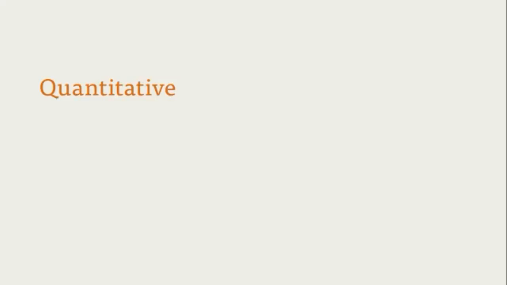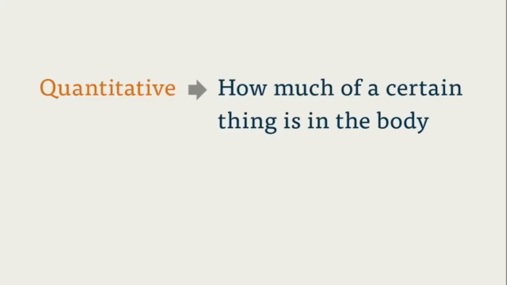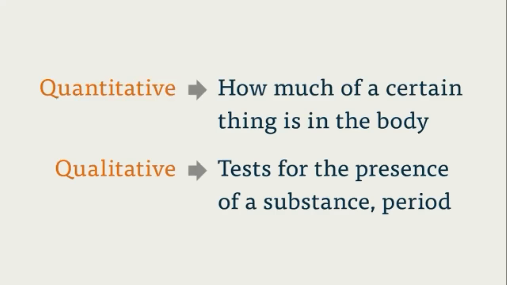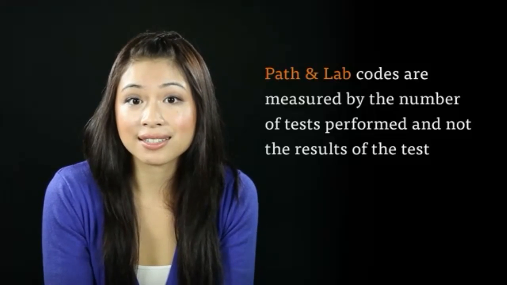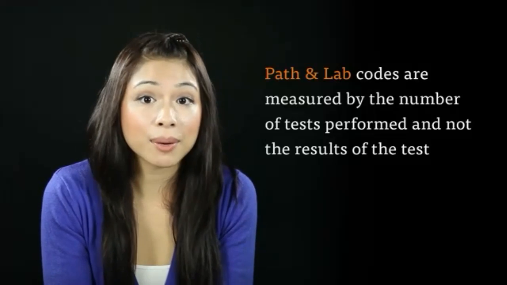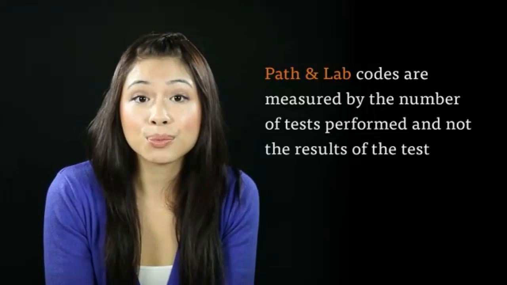There are two types of general tests in Path and Lab, qualitative and quantitative. Quantitative tests show how much of a certain thing is in the body, say calcium or alcohol, while qualitative tests for the presence of a substance, period. Path and Lab codes are measured by the number of tests performed and not the results of the test. That is, if you tested for phenobarbital and alcohol, you'd list that as 2 procedures.